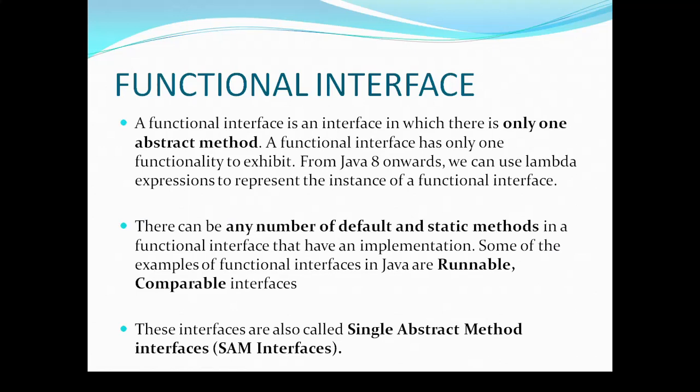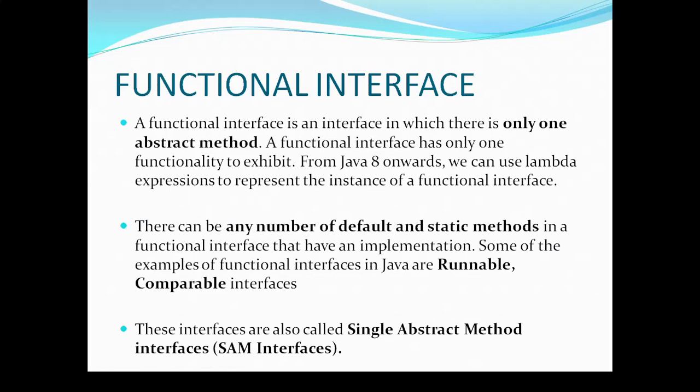What that means is, starting with Java 8, any interface which has only one abstract method is called a functional interface. And these functional interfaces we can use to refer to Lambda expressions. That we will see with a practical example later in this tutorial. Okay, so let's move to the second point.